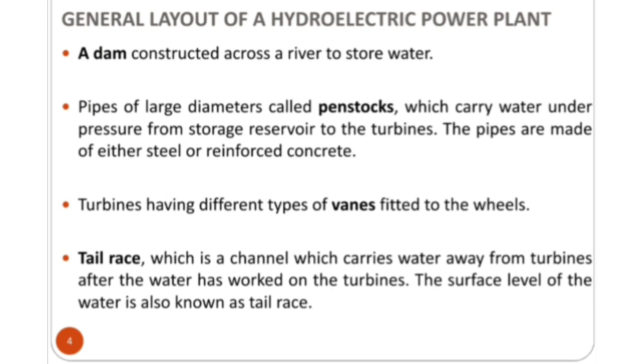So after work is done, this used water should be carried away from the turbine. So that is by using a channel that is called as a tail race, the water will be carried away from the turbine. The surface level of the water in that place is called as tail race.